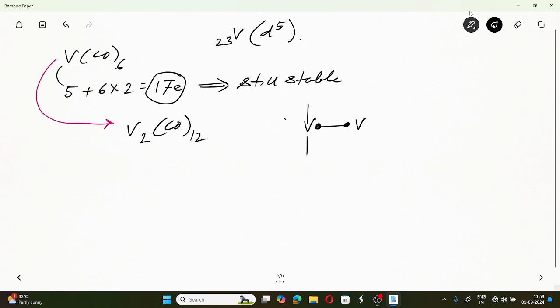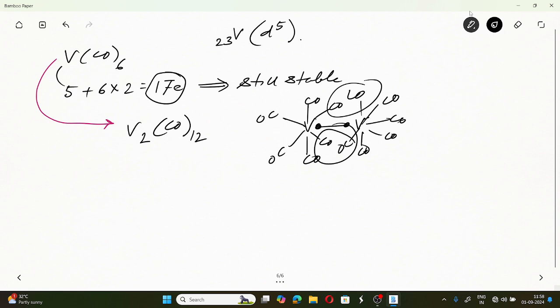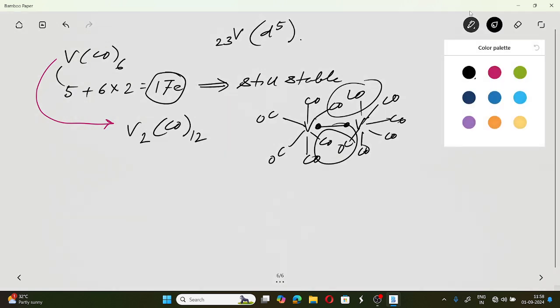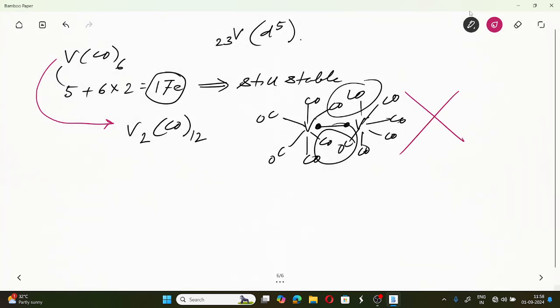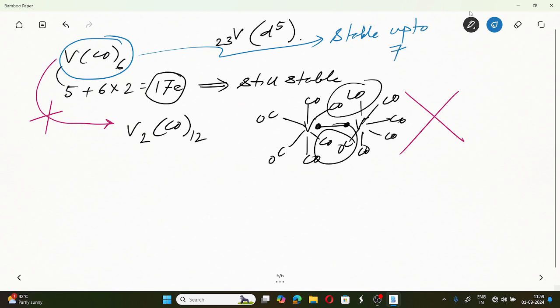And regarding the geometry, how many carbonyls? 1, 2, 3, 4, 5, 6. So there will be 6 carbonyls. Now, can you follow this? If there are 6 carbonyls, there has to be some amount of steric repulsion. So due to steric repulsion, this dimer will not be stabilized. So that is why this reaction will not occur, because the dimer is not stable. In fact, this is stable up to 70 degrees Celsius.